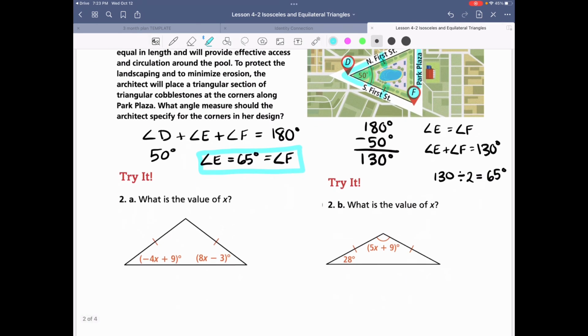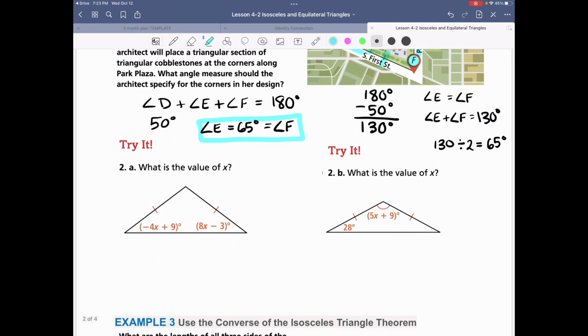Let's do some try it problems, and I want you to follow along, and then you will try it 2B on your own or with a partner. What is the value of x? So we have these two angles equal to each other. Negative 4x plus 9, that angle is equal to 8x minus 3 degrees. We need to solve for x.